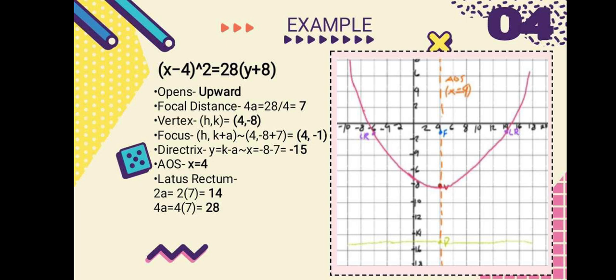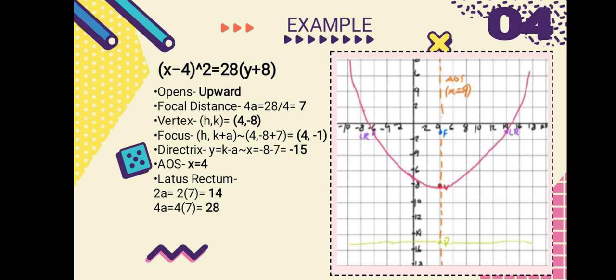Next, to get the focal distance, we have to divide 28 over 4. So, where did we get the 4? Since our value 28 is positive, we use positive 4. Always remember that if the value is positive, to get the focal distance we divide by positive 4. If the value is negative, we divide by negative 4. So we have here 28 divided by 4 equals 7.